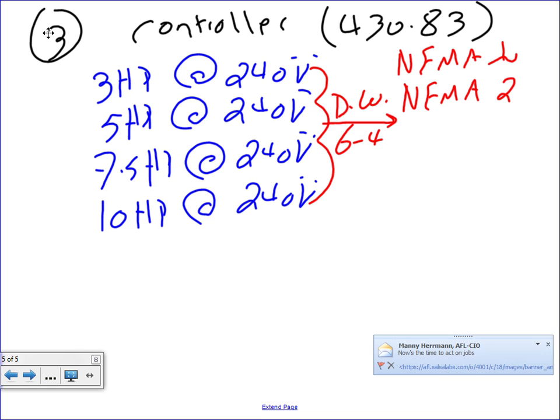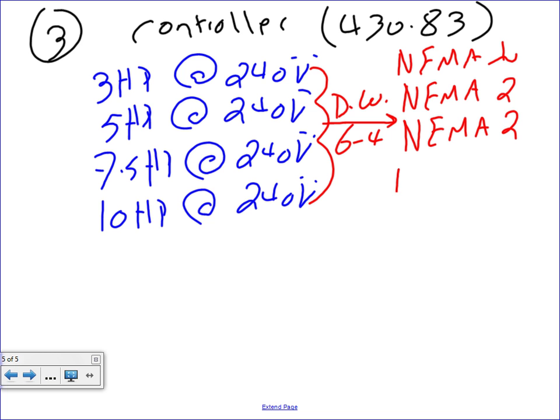What's the second one? Also NEMA 2. The third one, guys, is 10 horsepower. I have to go to NEMA 3. Any question about this?